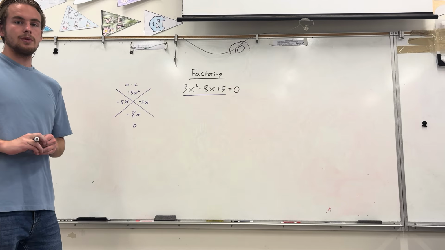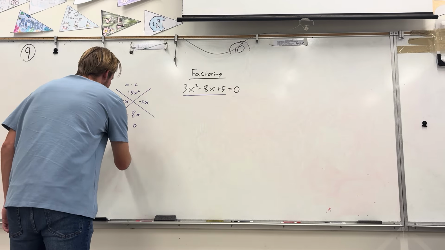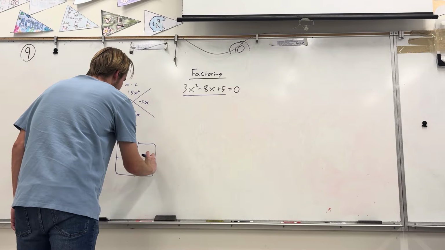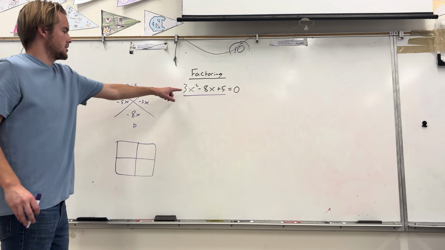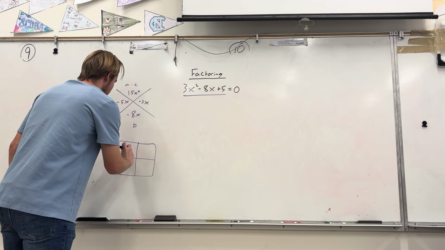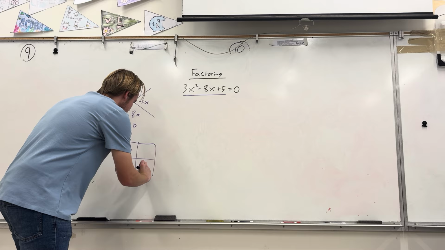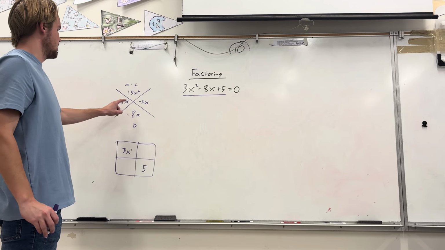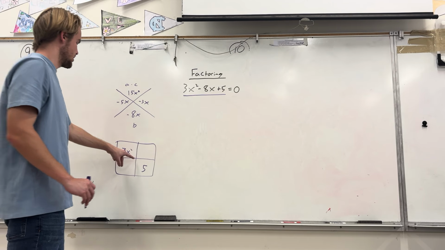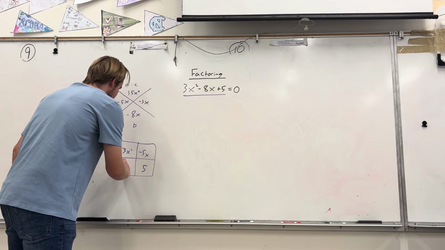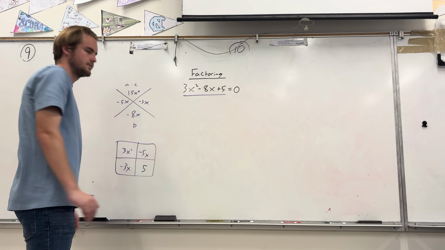All right, so now from there, we make our box. So we make a box down here. Inside our box, we put 3x squared here. We put 5 down here. And then we put negative 5 and negative 3x in either order right here. So I'll put negative 5x and negative 3x.